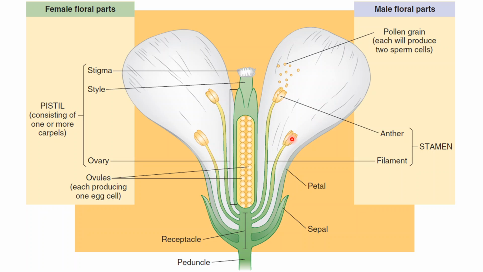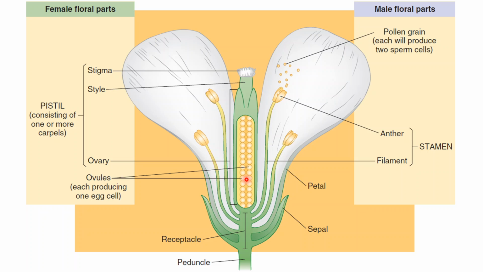When a flower has all four parts, it's called a complete flower. And incomplete flowers usually don't have something. Some flowers don't have stamens, some flowers don't have carpels.